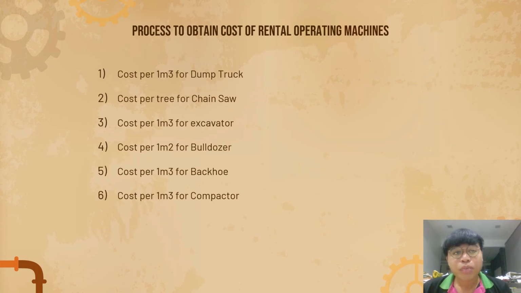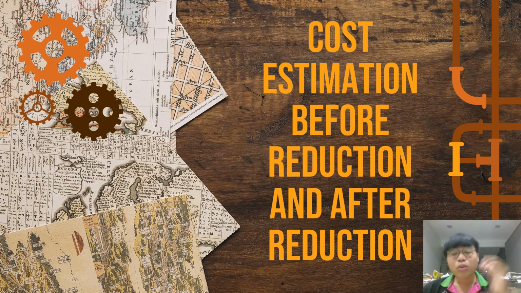Now, the process to obtain the cost of random operating machines. So the cost per meter cube for the dump truck, cost per tree for the chainsaw, cost per meter cube for the excavator, cost per meter square for the bulldozer, cost per meter cube for the backhoe, and cost per meter cube for the compactor.